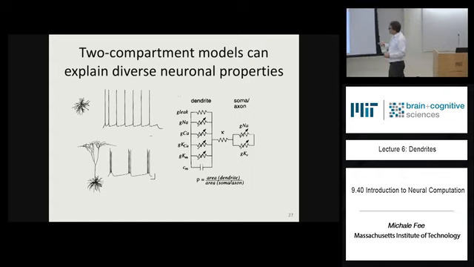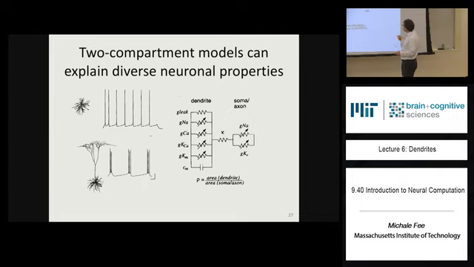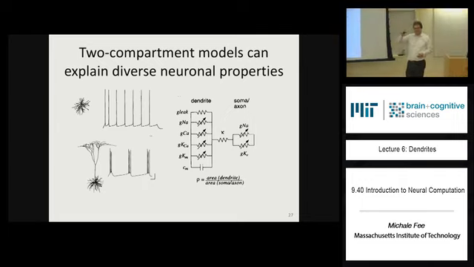And next time, on Thursday, we're going to extend a model like this to include a model of a synapse.